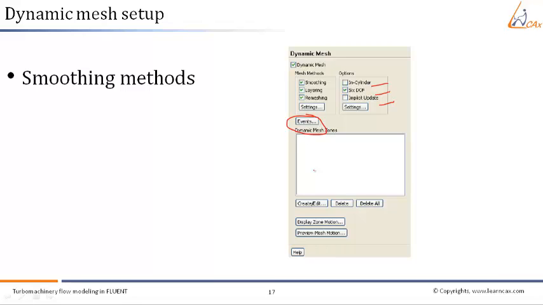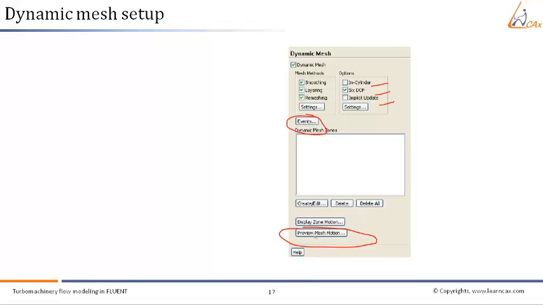Next thing that we have to do is to preview dynamic mesh setup in order to check whether the mesh motion is correct. For this, we can click on dynamic mesh, then preview dynamic mesh. We also have to specify the pressure velocity coupling scheme. PISO algorithm is recommended here for transient simulations.